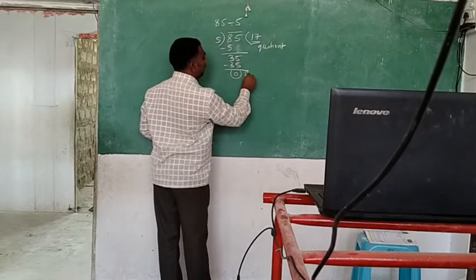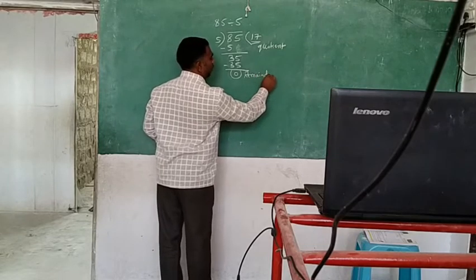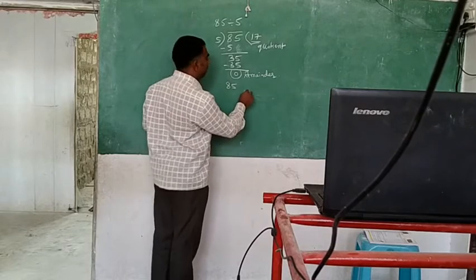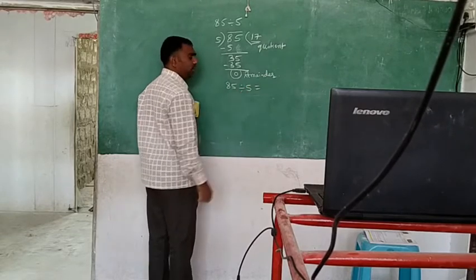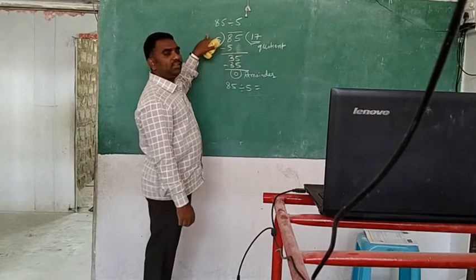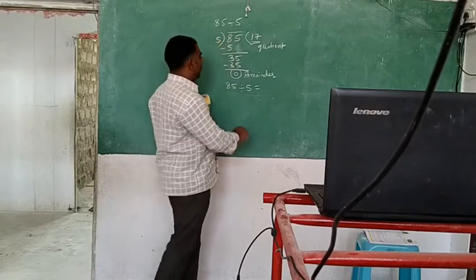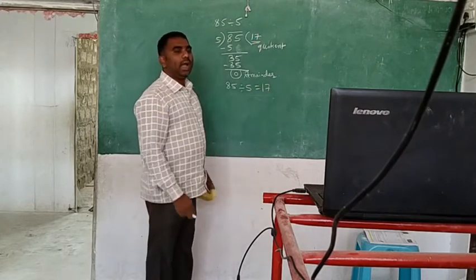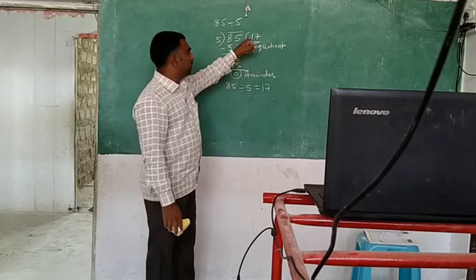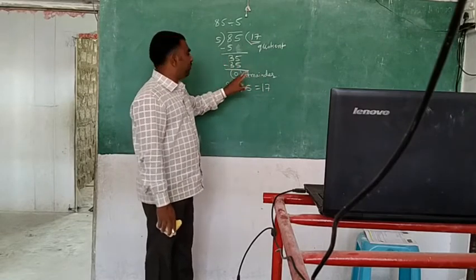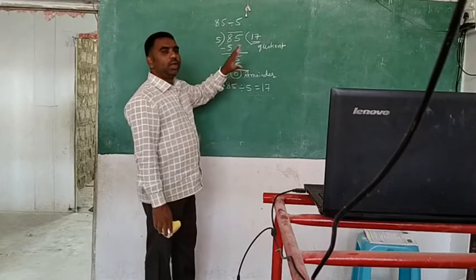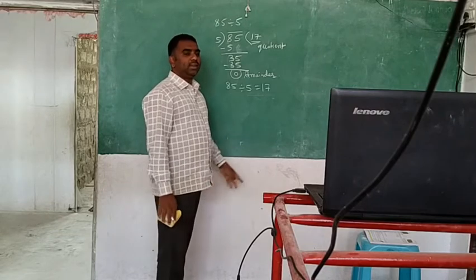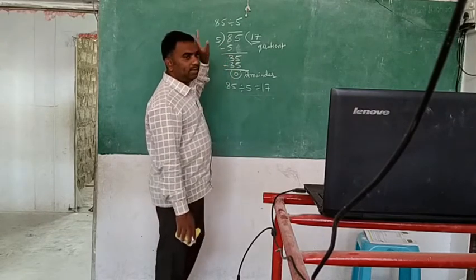This is remainder. Do you know what it means? 85 biscuits, if you distribute to 5 members, for each member 17 biscuits will come, and no biscuits are left over. This is no remainder. 0 means no biscuits left. So that is the meaning of division. I think you have understood this. I will say one more example.